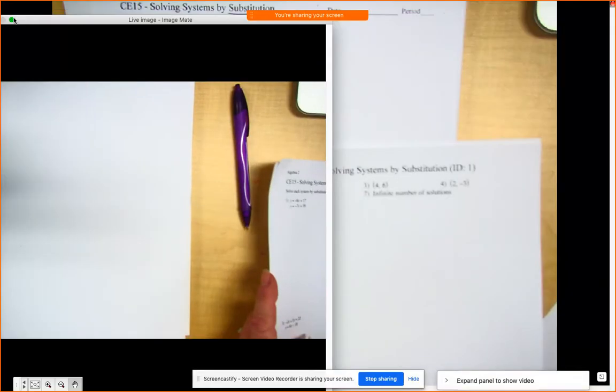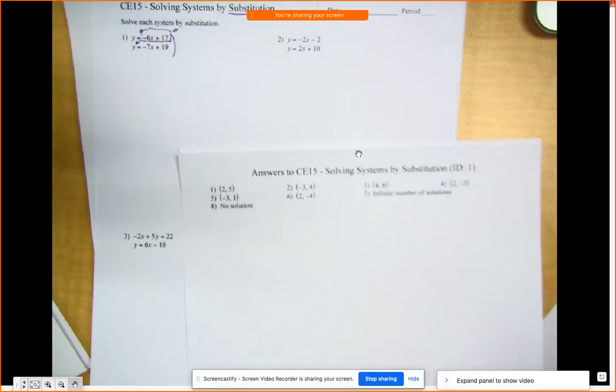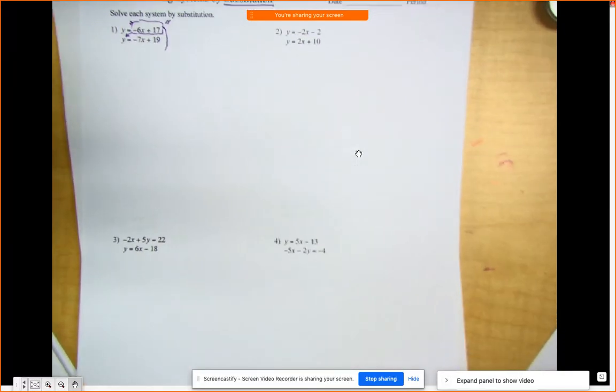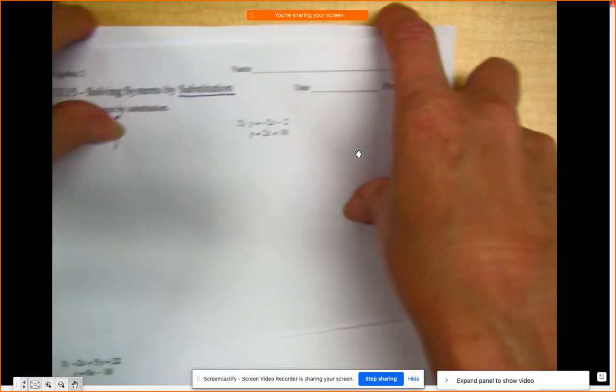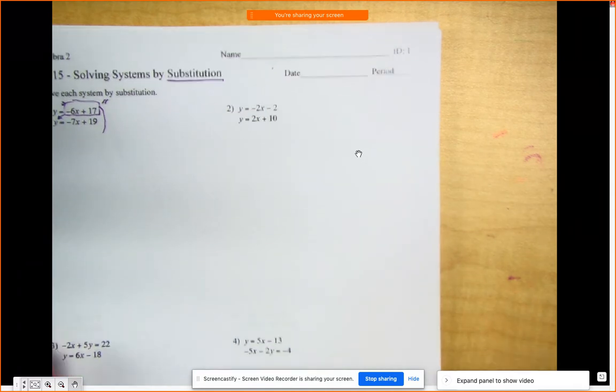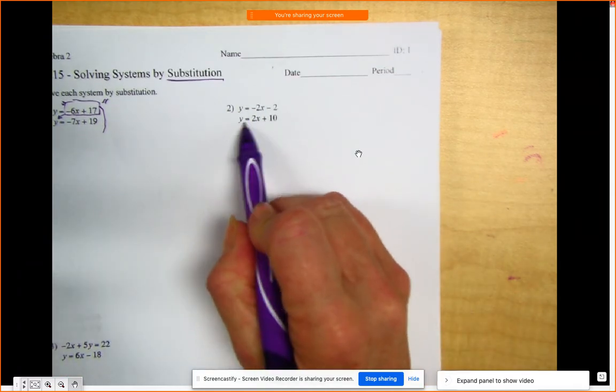All right, I'm going to go ahead and work solving one by substitution. I needed a blank piece of paper. Apologize. Oh, I got enough room here. Okay, first step, when they are both written y equals.